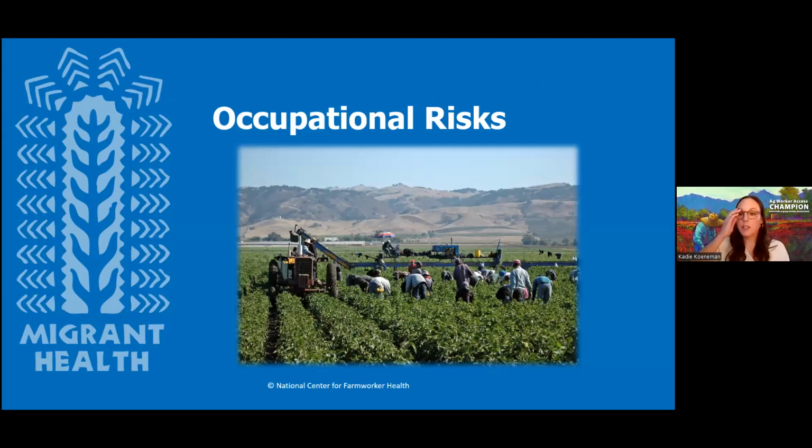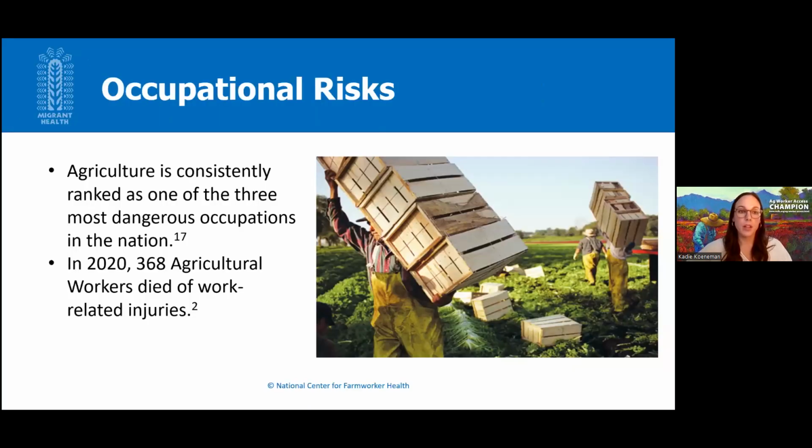So next, we're going to talk about some of the occupational risks related to agricultural work. Agricultural work is consistently ranked as one of the top 3 most dangerous occupations in the US. In 2020, 368 agricultural workers died of work-related injuries. Our immigrant workers are often most vulnerable to occupational risks, such as labor trafficking, where an employer may control the movement of their workers through threats, debt bondage, or other means. Agriculture has the second highest number of reported labor trafficking cases in the US.